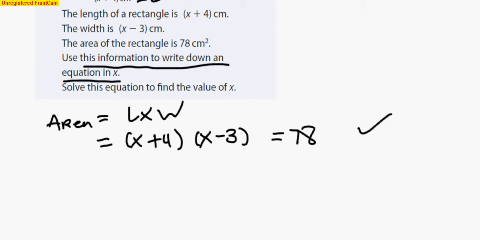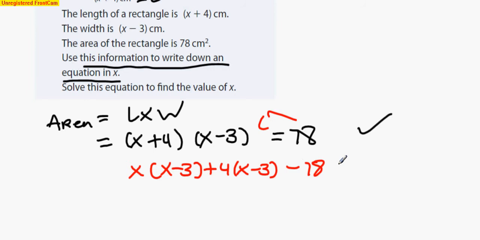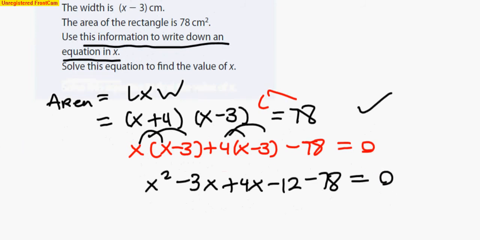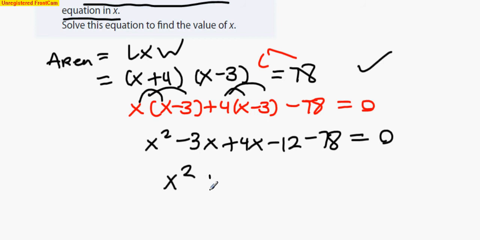Now what we can do next is multiply it out. So it's first number times second bracket, and then second number multiplied by second bracket. And bring the 78 over the other side, and this will all equal 0. So what we get next is x squared minus 3x plus 4x minus 12 minus 78 equals 0. So what we get now is x squared plus 1x minus 90 equals 0.